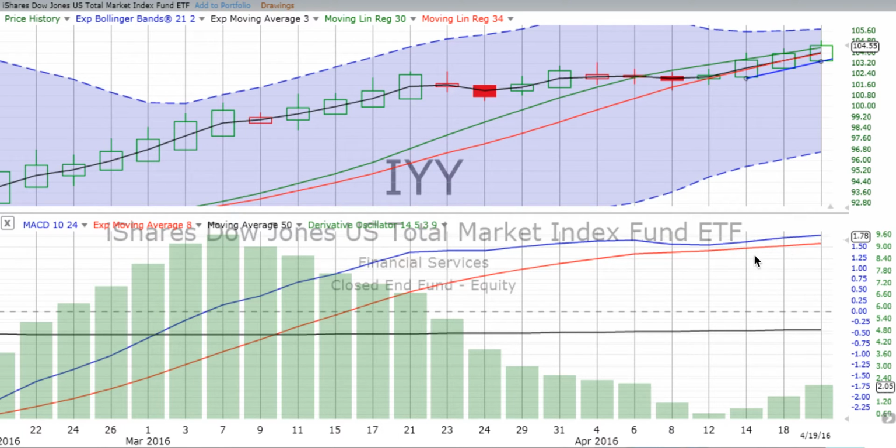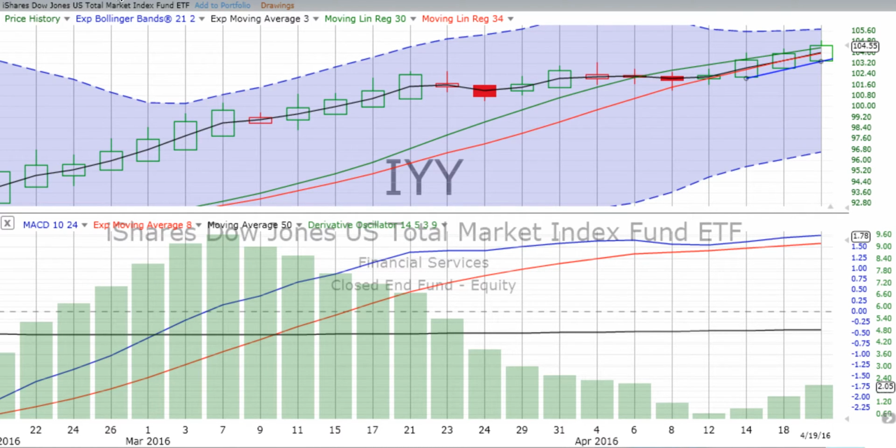I'm still uncomfortable with how close we are between the MACD and the signal line. They are very close, running parallel at the top of the chart, but the derivative oscillator continues to gain speed, and we continue to see price movement.